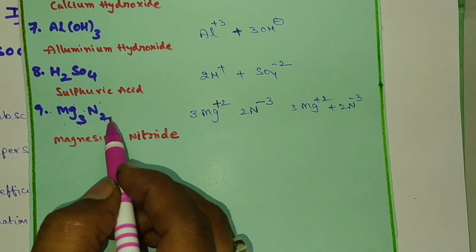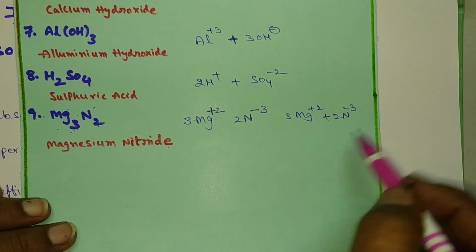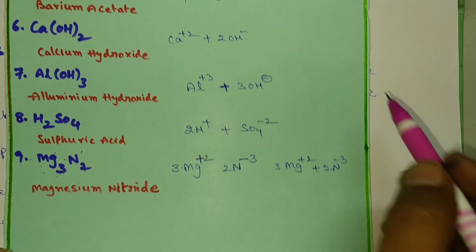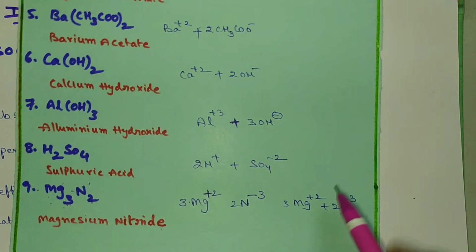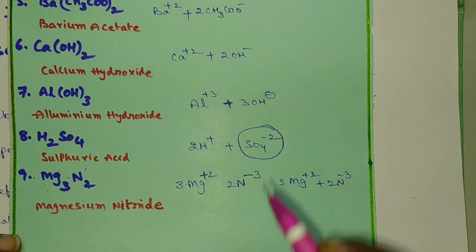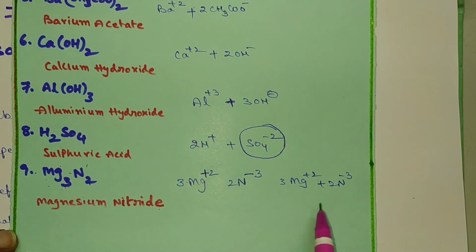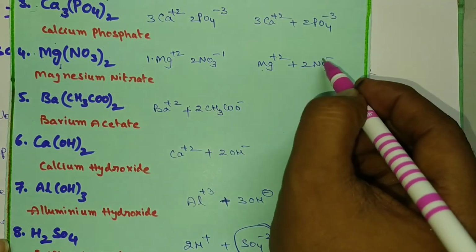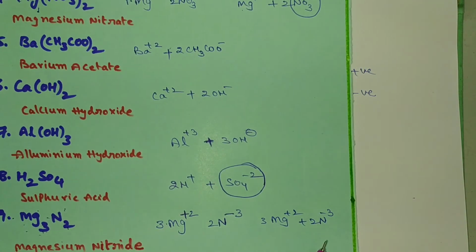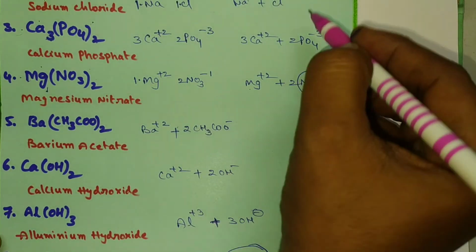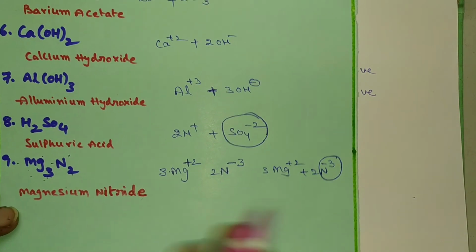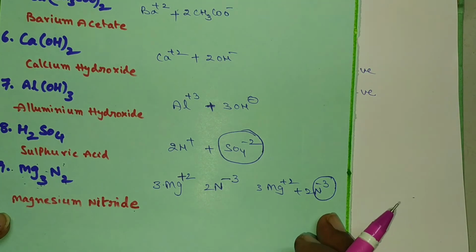Okay, so keep in mind the sulfate ion means SO4 minus 2. Remember carefully. And the nitrate ion means NO3 minus. This is the nitrate ion. And the phosphate ion means PO4 minus 3, and nitride ion means N minus 3. So you have to remember these carefully.